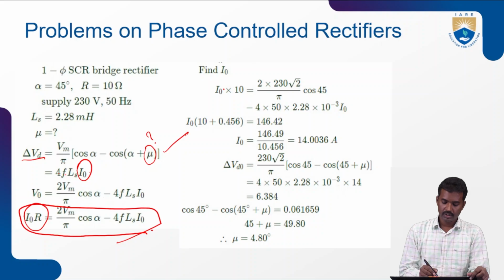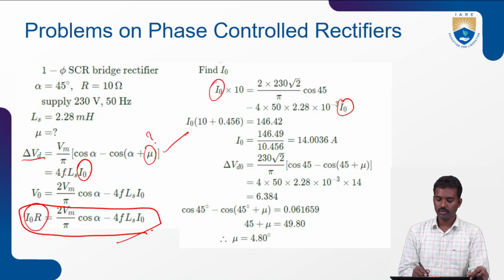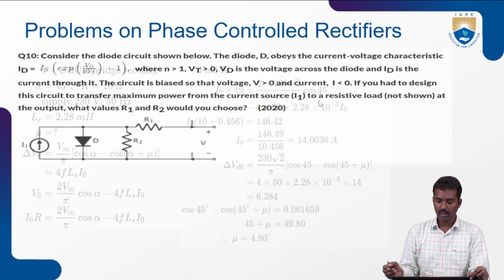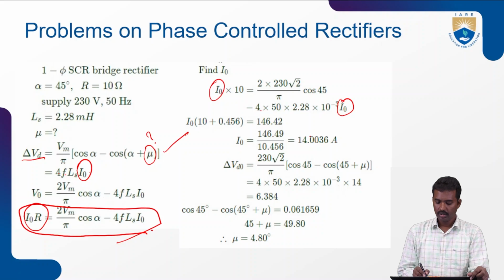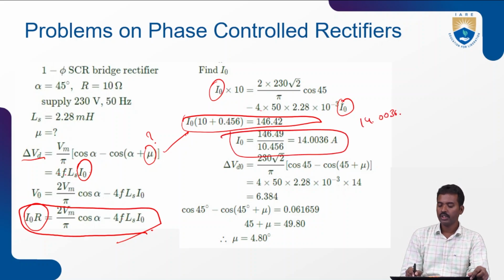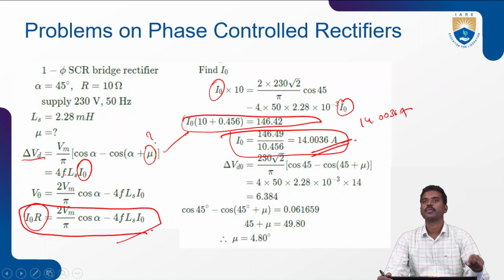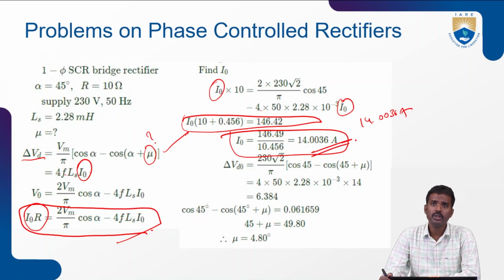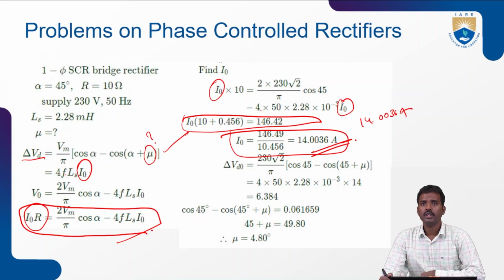So now here is I naught and here is I naught. So 2 Vm is 230 volts into root 2 by pi cos 45 minus 4 into F into L, that is into 10 to the power minus 3. So from this you calculate I naught equals 14.0036 amperes.